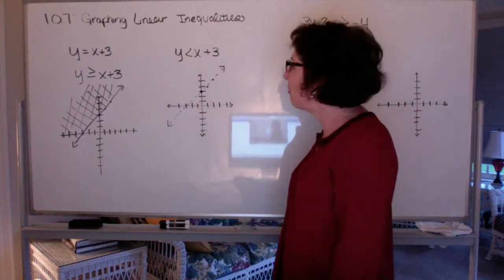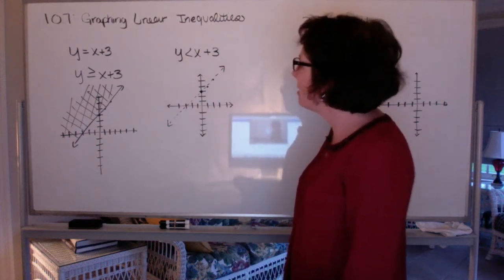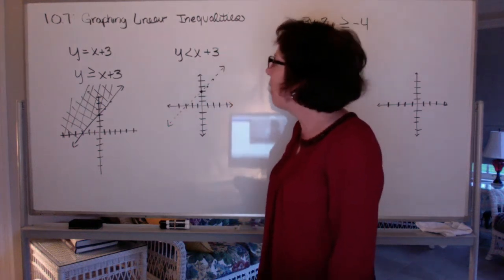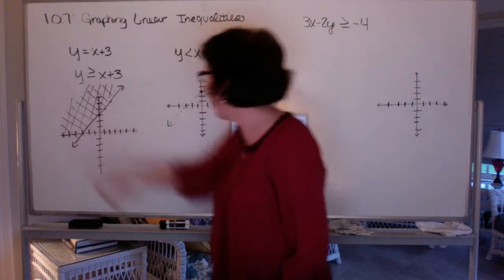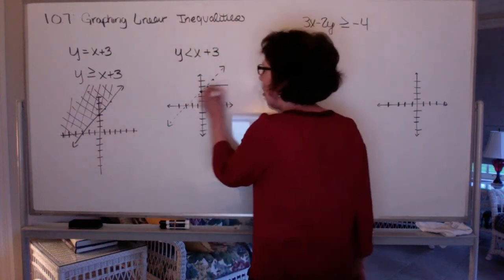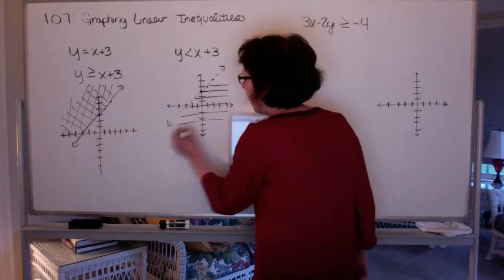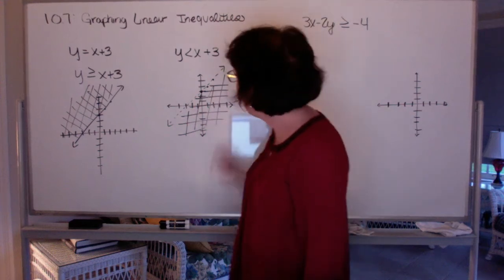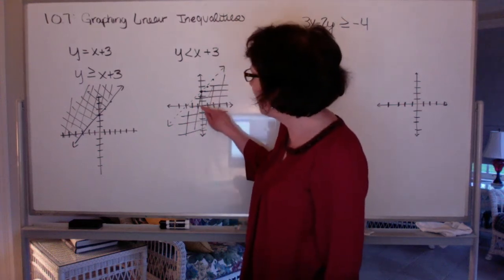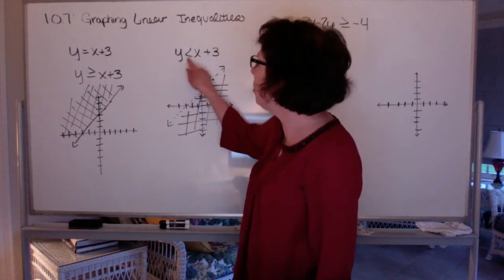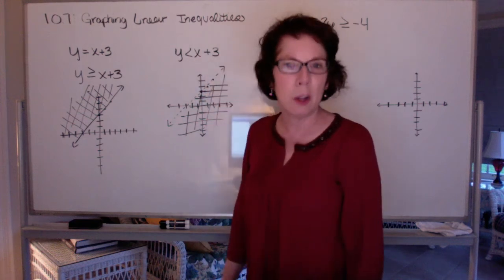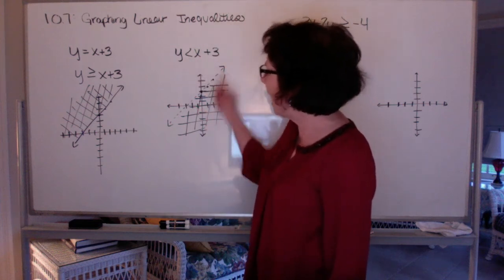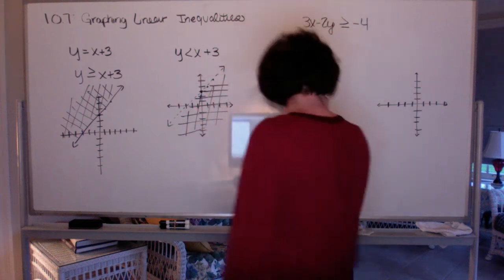So now I have to determine in which half plane y is less than x plus 3. Well, I think you can probably guess if this is greater than, then this is going to be less than. So that is correct. I'm going to go ahead and shade it in. But let's determine if we are correct by picking our test point again, 0, 0. Is 0 less than 0 plus 3? You betcha. Okay, so this is the half plane we shade, but be careful, it has to be a dashed line.